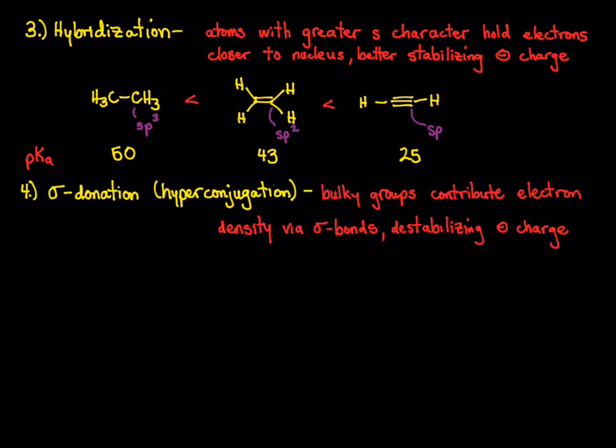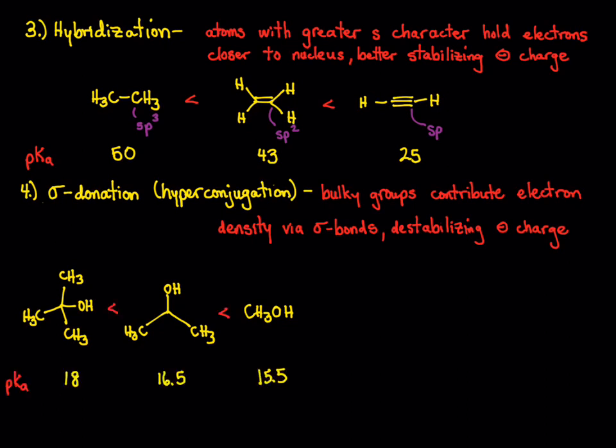The fourth factor is sigma donation, or hyperconjugation. Bulky groups contribute electron density via their sigma bonds. This has the effect of destabilizing negative charge. For example, consider the following three alcohols: tert-butanol, isopropanol, and methanol from left to right. The pKa range of these molecules is quite small, but we can clearly see the trend that methanol is the most acidic.